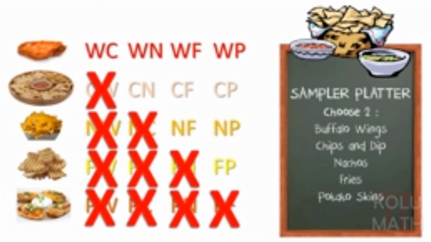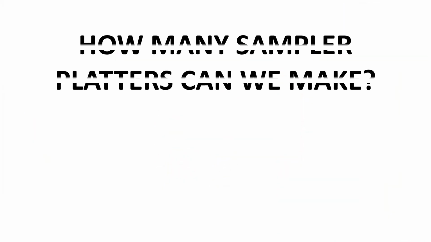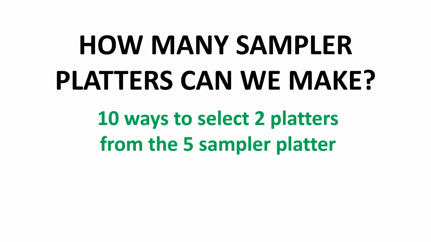Since ordering wings and chips is the same as chips and wings, and ordering wings and nachos is the same as ordering nachos and wings, then i-remove na lang natin siya from the options natin. So if we will count, we have 1, 2, 3, 4, 5, 6, 7, 8, 9, 10. How many sample platters can we make? There are 10 ways to select 2 platters from the 5 sample platters.